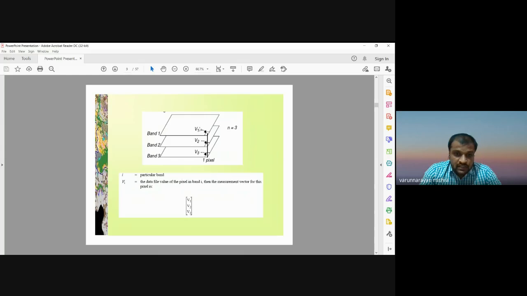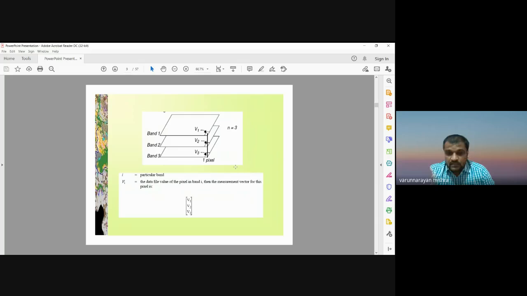v1 is the pixel value in band 1, v2 is the pixel value in band 2, and v3 is the pixel value in band 3. So by getting the pixel value of an individual pixel in all the bands, we can measure the vector for that pixel, that is vi. Vi includes the pixel value of a particular pixel in all bands, that is band 1, band 2, band 3.